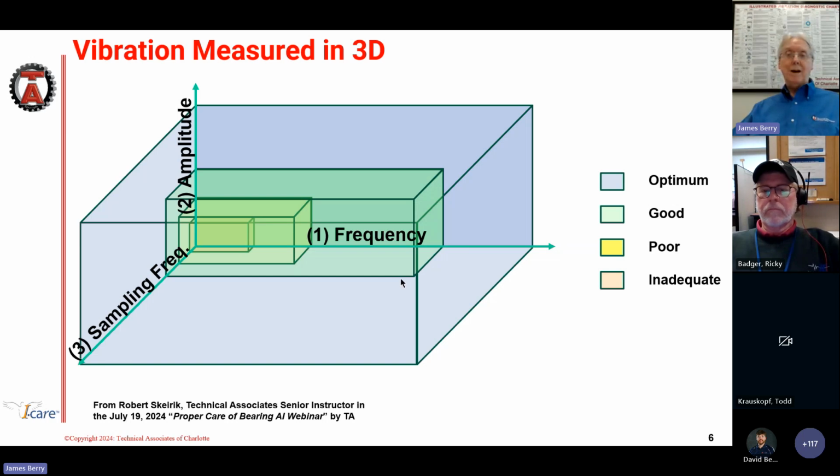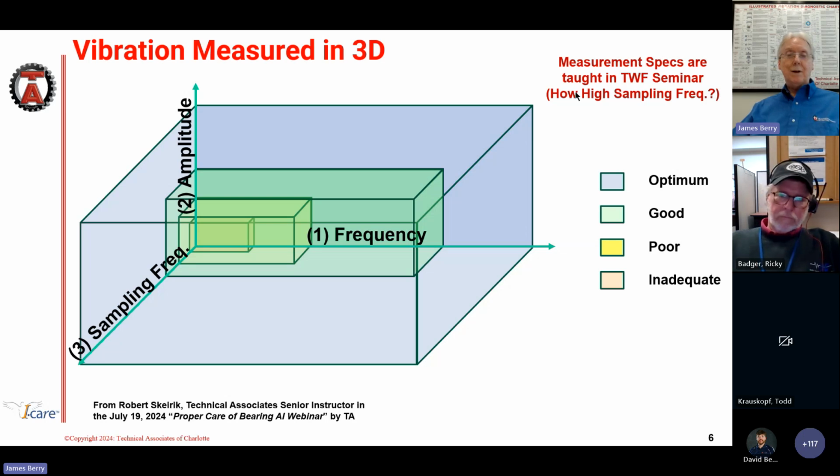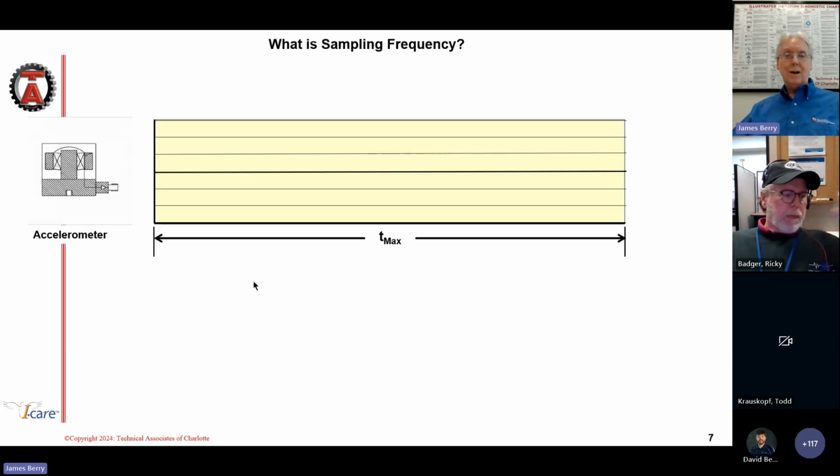So what's optimum? How are we going to know we've got it optimum? Well, we're going to look at measurement specs. They're taught in the time waveform seminar, but the fact is, how high does this something called the sampling frequency need to go? Well, let's take it as a next example. What, in fact, is a sampling frequency?